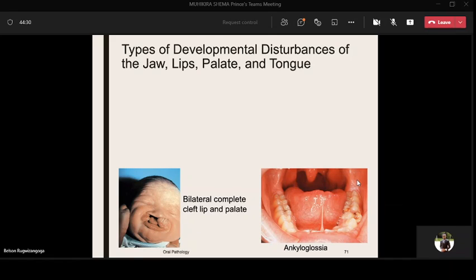So that's why when a child is born, there are things you must examine, including this.